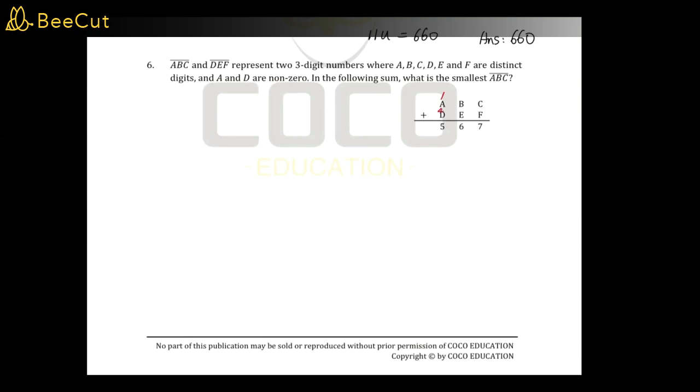And now the smallest value for B is 0. Then A, B, C must all be different, so C can be 2. Then you can see that 2 plus 5 is 7. 0 plus 6 is 6. Okay, so ABC is 102. This is the smallest value.